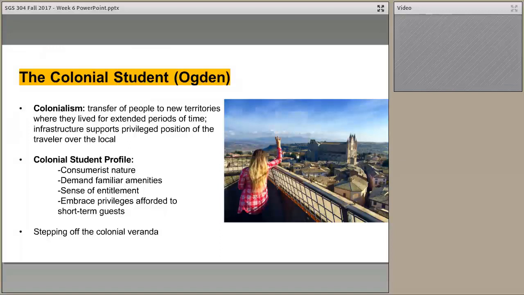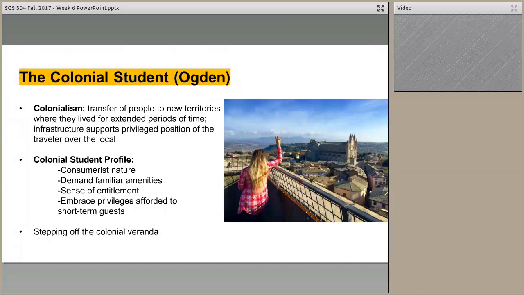In Ogden's article, he cautions how modern study abroad programs may lend themselves to perpetuating colonial tendencies and catering to the needs of the colonial student. Historically, the practice of colonialism involved the transfer of people to new territories where they lived for extended periods of time while maintaining allegiance to their home country. If an analogy could thus be drawn with education abroad, a colonial system might be described as the infrastructure which supports the privileged position of the student over the local.